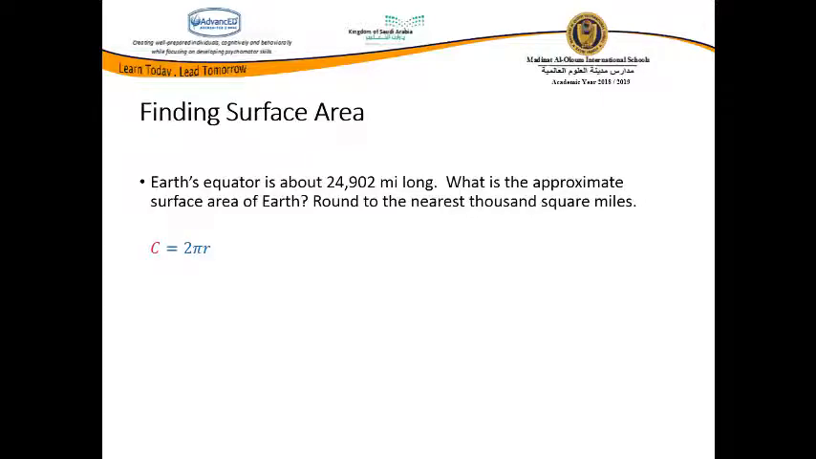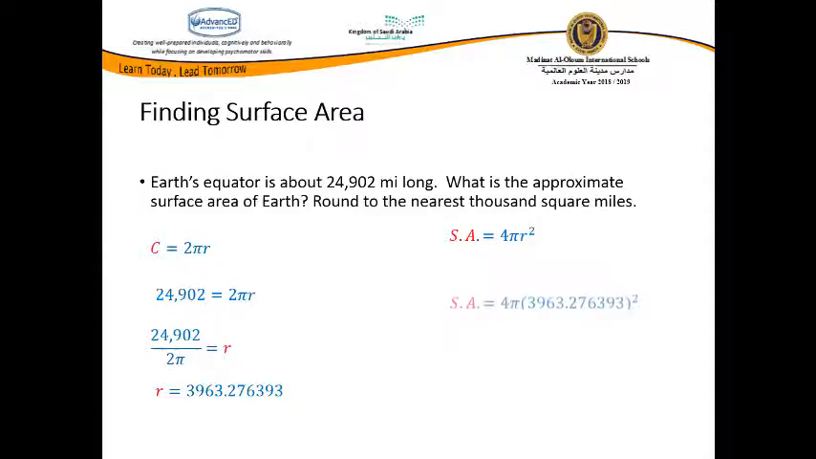The circumference, as we know, equals 2 pi r. By substituting the given circumference, 24,902 equals 2 pi r. Solving for r, 24,902 over 2 pi equals the radius. By calculating this, we get that the radius is about 3,963.28.